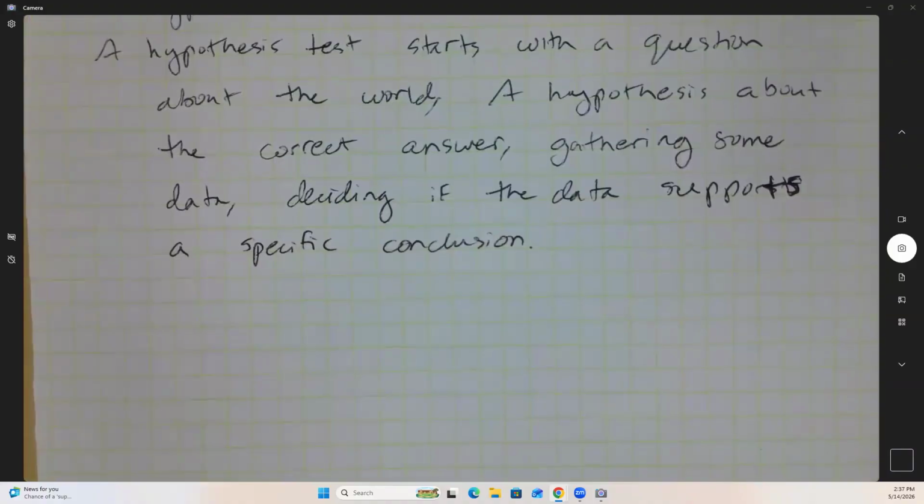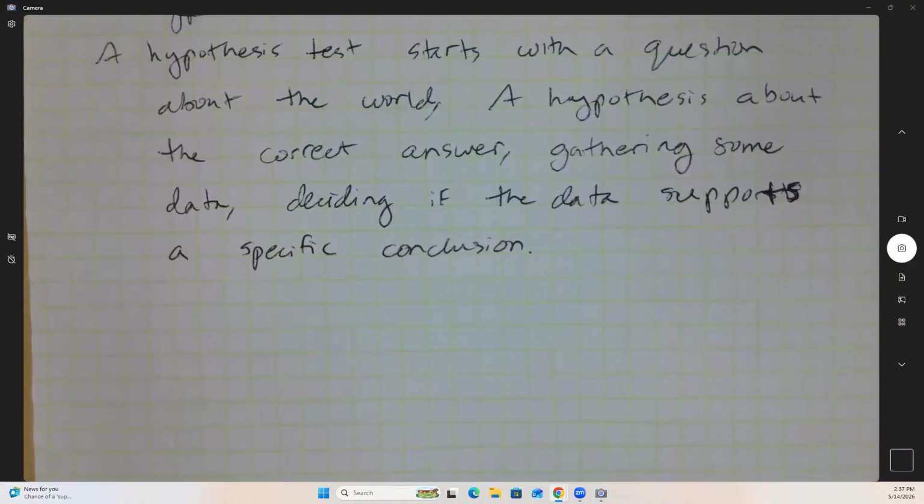We do that every day. Dorothy did it. She woke up. She was wondering, where am I? Am I in Kansas or am I not in Kansas? That was the question. Her hypothesis was, well, I either am or I'm not. Then she gathered some data, in this case, looking around at all the flowers in the yellow brick road. And she decided that the data supported the conclusion, I have a feeling I'm not in Kansas anymore.